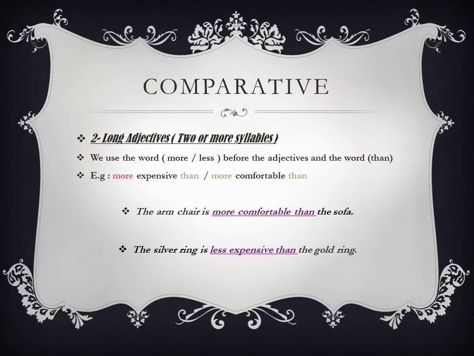Comparative of long adjectives. We use the word more or less before the adjectives and the word than. More expensive than, more comfortable than, more powerful than, more exciting than. So if we have a long adjective, we have to add the word more before the adjective and then put the word than. But I cannot put er to the long adjective.